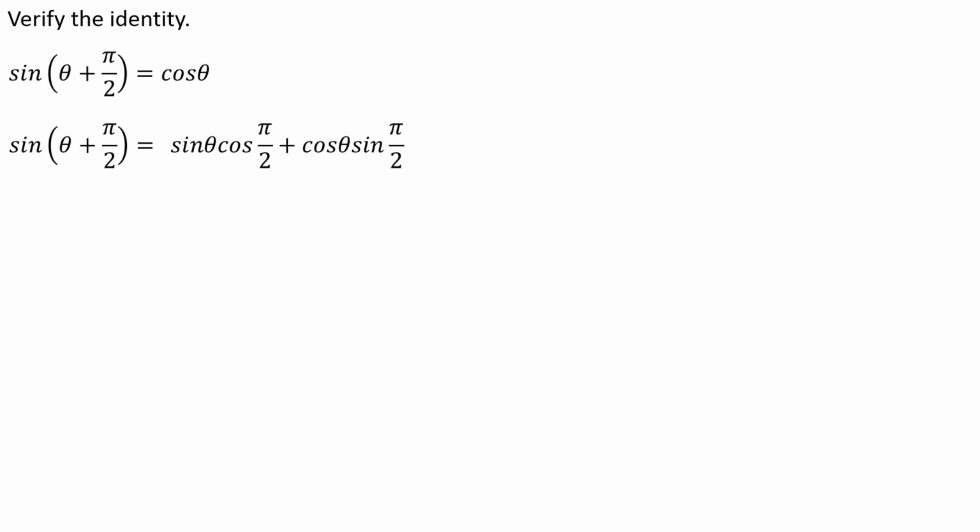Of course, cosine of pi over 2, well, we're not going left or right on the unit circle, right? That's the top of the unit circle. Cosine of pi over 2 is 0. Sine of pi over 2, that's 1. I've got 0 times sine of theta plus 1 times cosine theta. That's just cosine of theta. We need one a little bit more challenging than that.